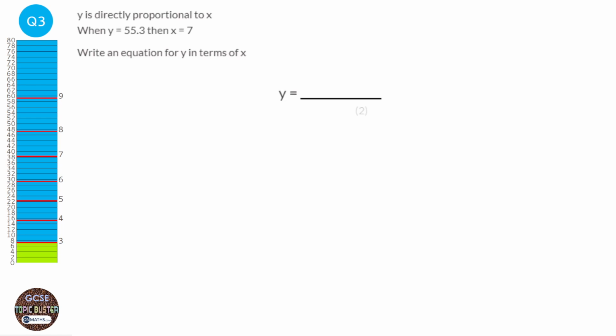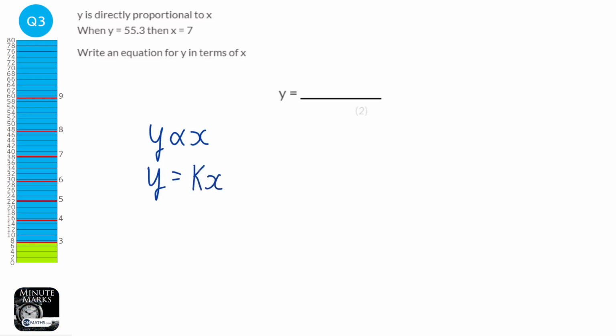So when we say y is directly proportional to x, what we mean is whenever x doubles, y will double. Whenever x halves, y will halve. Now, we've got this proportionality sign here. And to make that an equals, all we need to do is introduce a k constant to the right-hand side. So it's y equals something times x.